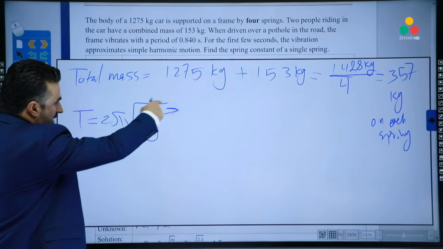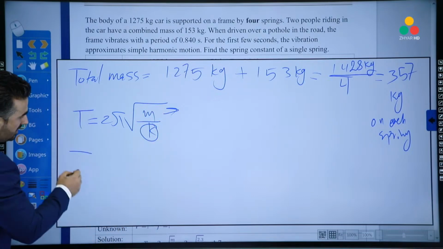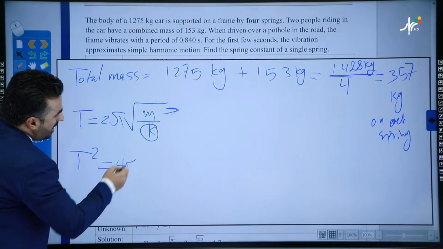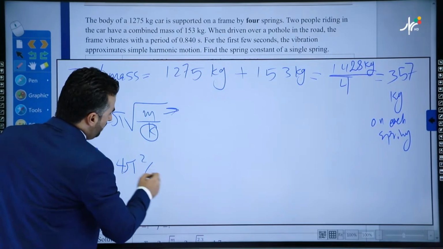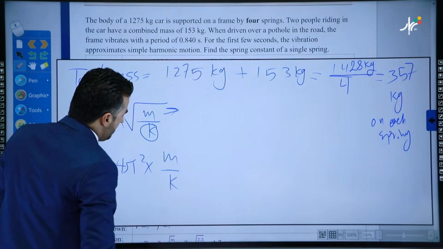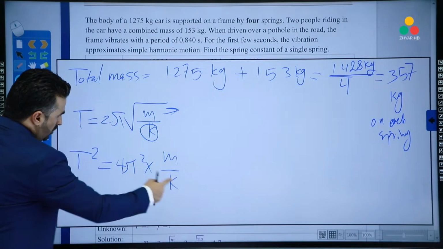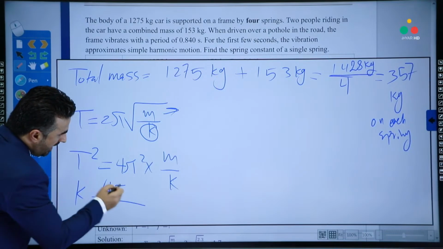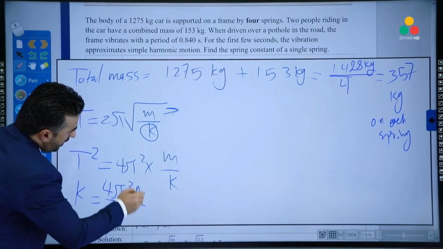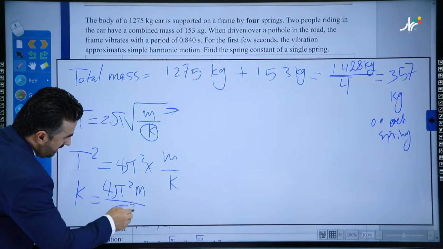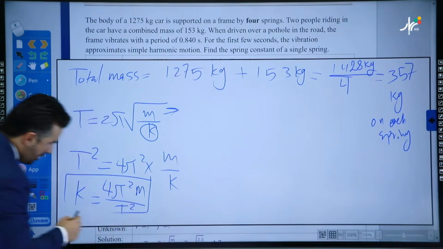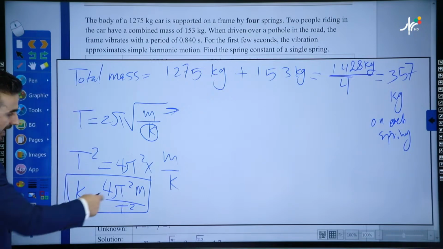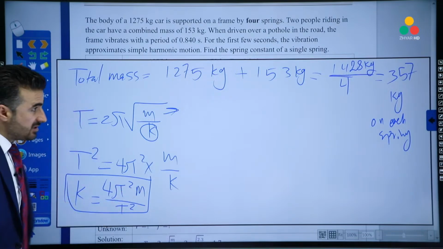So can I square both sides to get rid of this square root? Yes. So in this case, it becomes T squared equals 2 pi squared, that is going to be 4 pi squared, multiplied by mass divided by the spring constant. Now, of course, we'll swap k and T here. So the spring constant equals 4 pi squared multiplied by the mass divided by T squared. This is the equation that I'll use to find the spring constant. I have the mass now, I have the period, so I can find the spring constant.